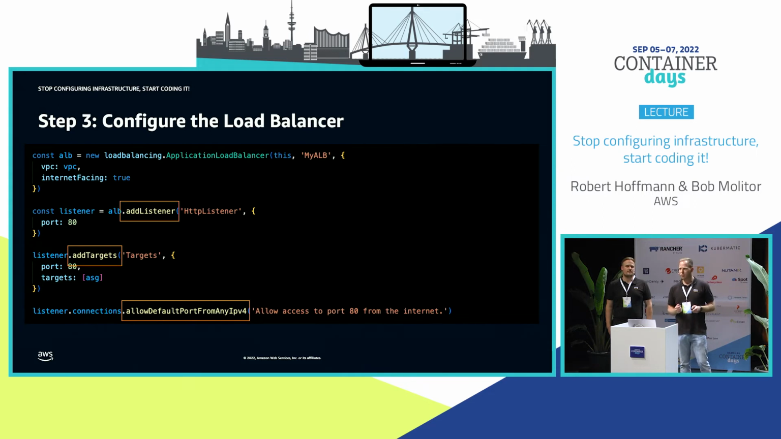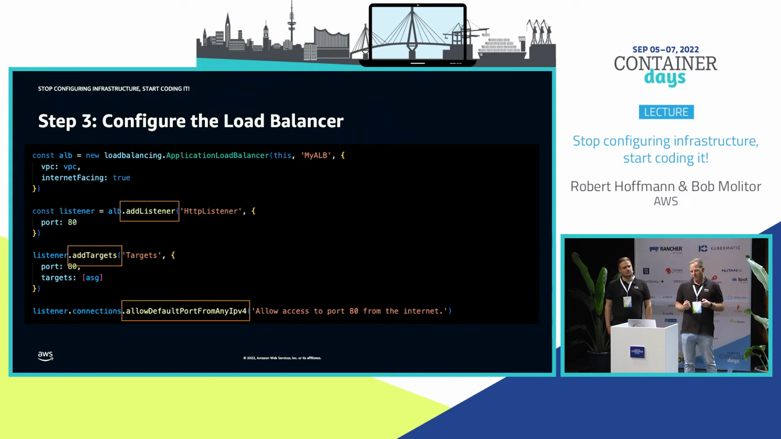But what about security? Security is also only one line of code, one convenience function here. And also here it's pretty readable, and you can say allow default port from any IPv4, and this convenient function takes all the steps it needs to configure a secure environment, allowing traffic from the internet on port 80 going to your machines, and just showing you the code here or the website here.